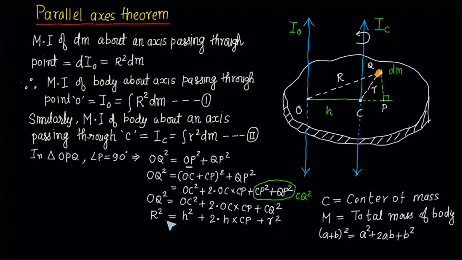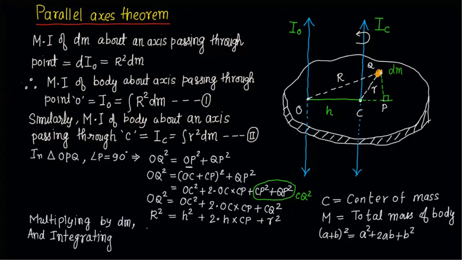By dm, that is small mass, and integrating. So if I do that, we will be getting a simplified expression. So I'll multiply both sides by dm and integrate it. So we'll say that multiplying by small mass dm and integrating. Let's see what we get.